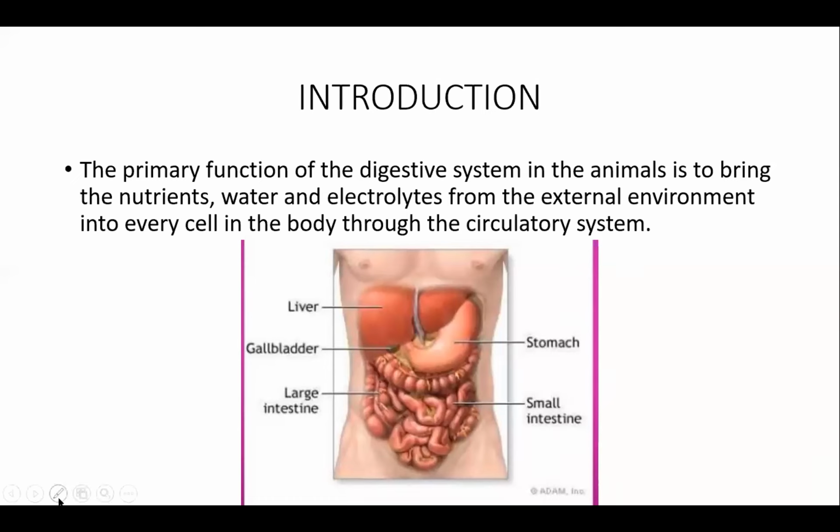So here you can see the parts of the digestive system. A few parts are the most important, which are the stomach, the small intestine, the large intestine, and the supporting glands, gallbladder. All these are shown in the picture.